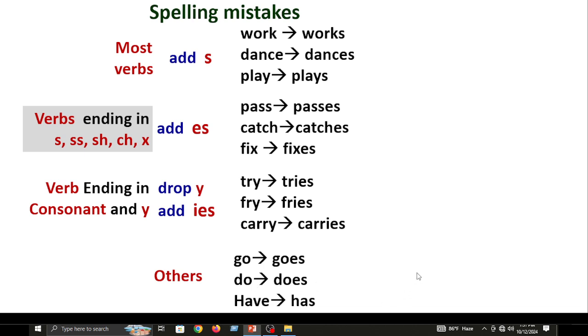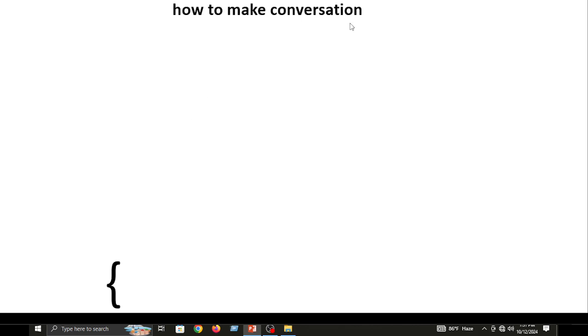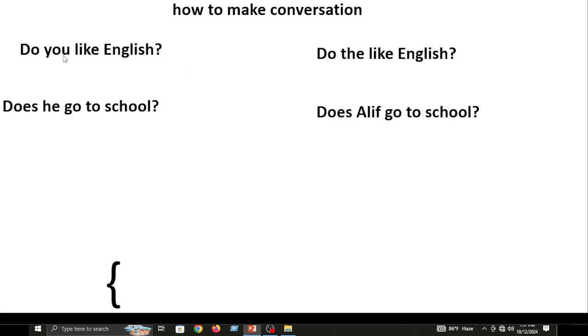It's very simple. Okay, how to make conversation? It is very important for practical use of simple present tense, and you have to be much more careful about this. Do you like English? Yes, I do. No, I don't. You need not repeat the sentence, yes, I like English. It's not necessary. Just say yes, I do, or no, I don't. You need not repeat it. No, I don't like English. It's not necessary.